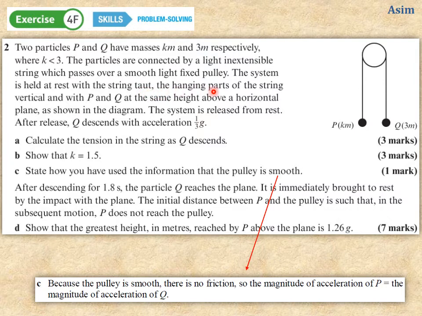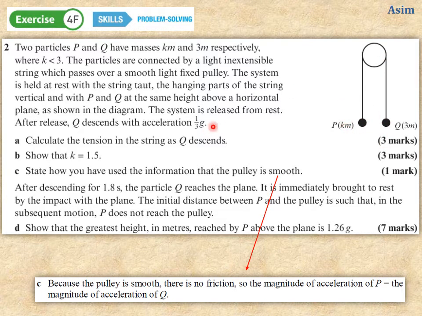The hanging parts of the string are vertical, with P and Q at the same height above the horizontal ground. So P and Q are on the same side, at the same height. The system is released from rest. After release, Q descends, and because they are connected over a pulley, while Q goes down with some acceleration, P will go up with the same acceleration.